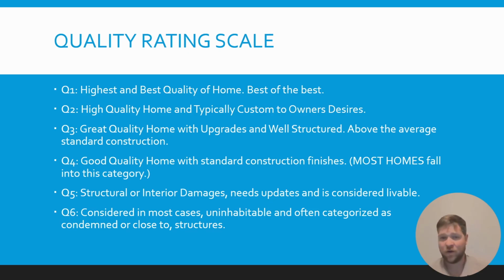Q2, high quality home and typically custom to owner's desires. Q3, great quality home with upgrades and well structured, above the average standard construction. Q4, good quality home with standard construction finishes. Most homes fall into this category. Q5, structural or interior damages, needs updates, and is considered livable. Q6, considered in most cases uninhabitable and often categorized as condemned or close to it. Let's take a look at what these look like.